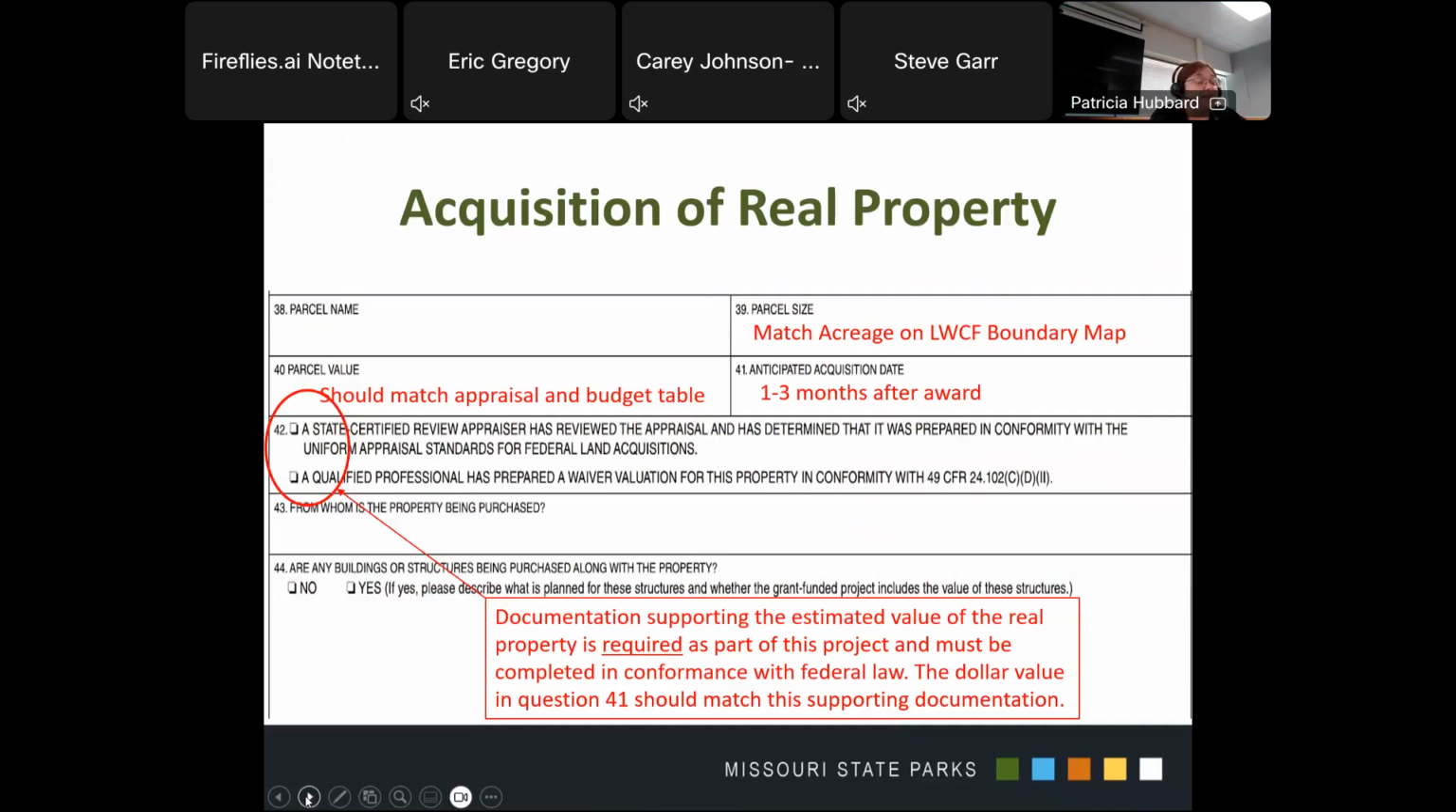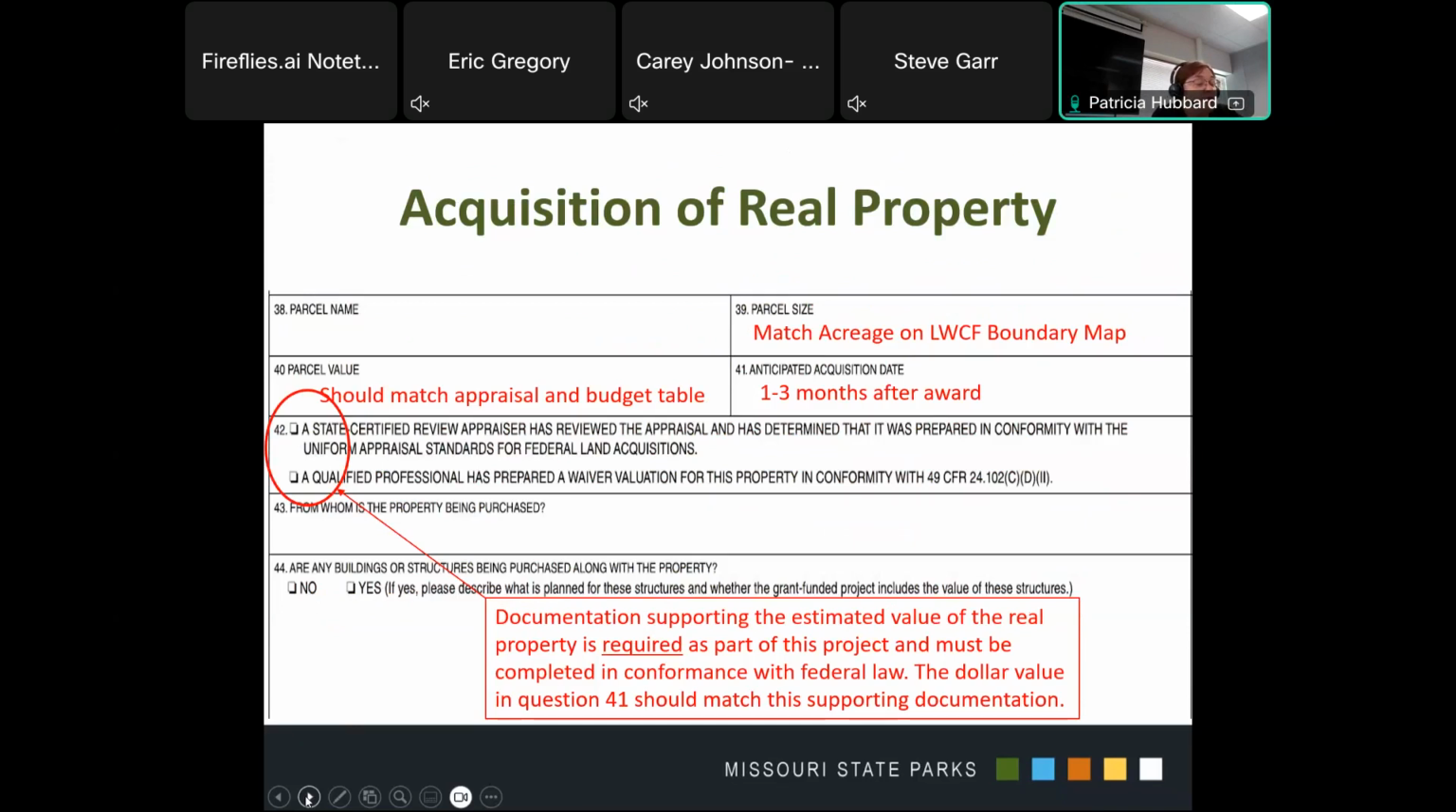The appraisal should be less than 6 months old. If the property is valued at less than $10,000, a waiver evaluation can be completed by the qualified professional and used in lieu of an appraisal. Please include a copy of the appraisal and the appraisal review and/or the waiver evaluation with this application.